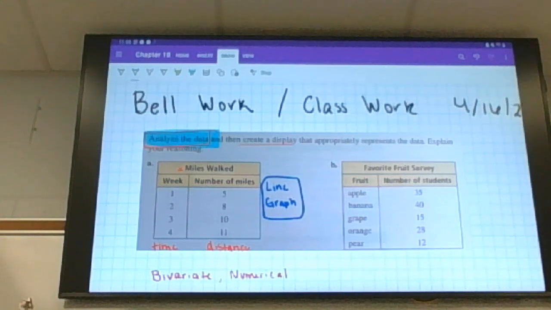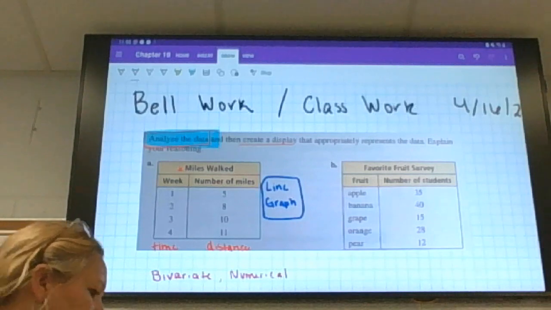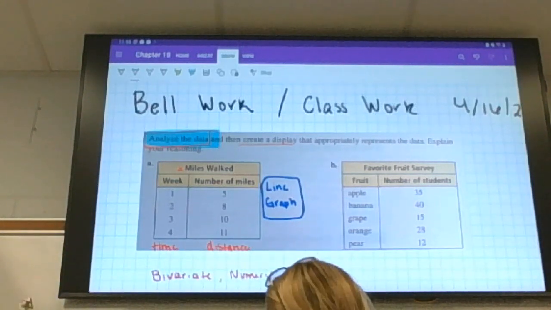Okay, so we don't have anything for week 0. At week 1, we walked 5 miles, so I put a little dot, a point. At week 2, we're up to 8 miles. At week 3, we're up to 10 miles. In week 4, it's getting easier, 11 miles. And this is why Sarah wanted graph paper, because this feels kind of unprofessional, doesn't it?